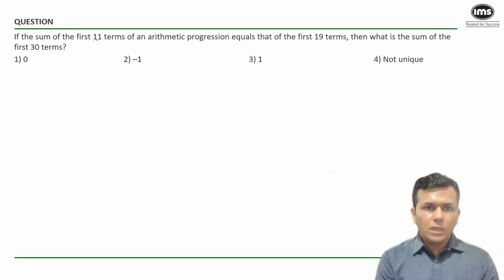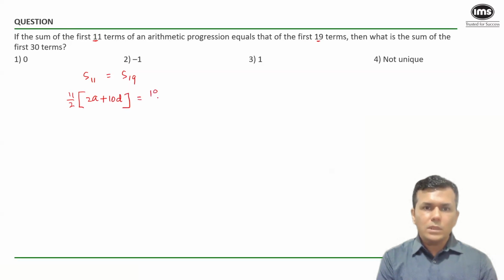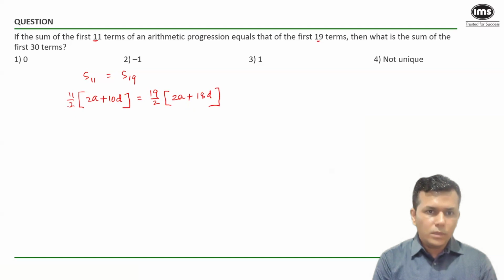So the sum of first 11 terms, which is S11, is equal to S19. If I just plug in the formula here, right? S11 is 11 by 2 into (2a + (n-1)d). So 11 minus 1, that is 10d. This is equal to S19, which is 19 by 2 into (2a + 18d). This thing is equal. So let's try to solve further.